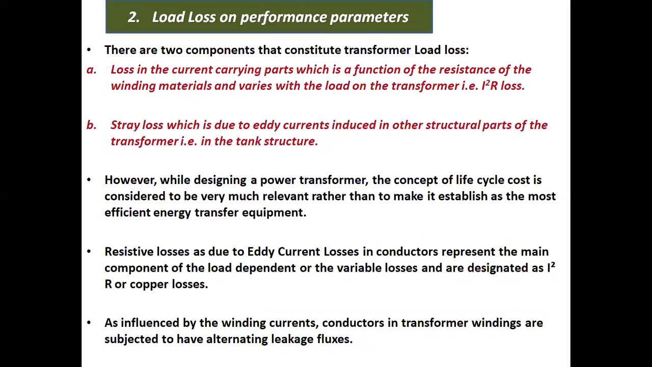Number two, load loss on performance parameters. There are two components that constitute transformer load loss. A, loss in the current carrying parts, which is a function of the resistance of the winding materials and varies with the load on the transformer, that is I square R loss. B, stray loss, which is due to eddy currents induced in other structural parts of the transformer, that is, in the tank structure.